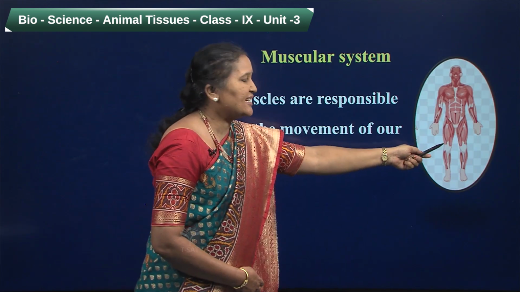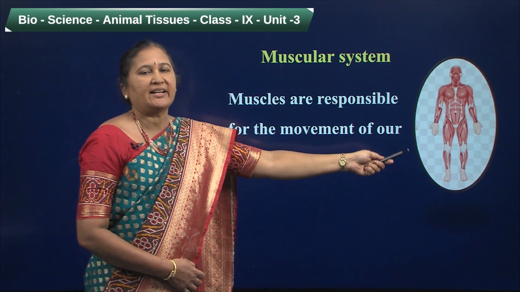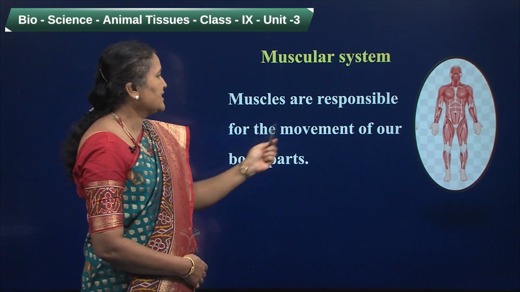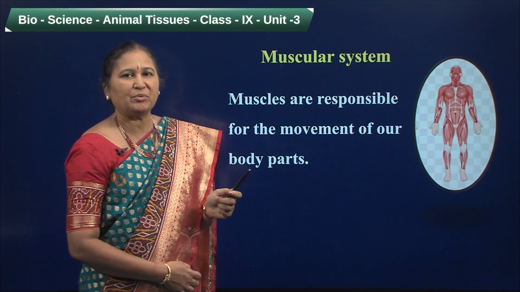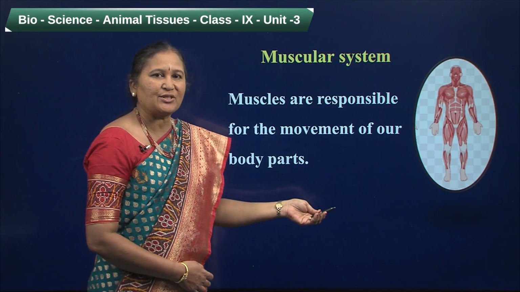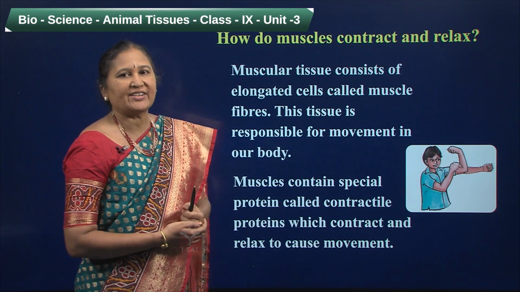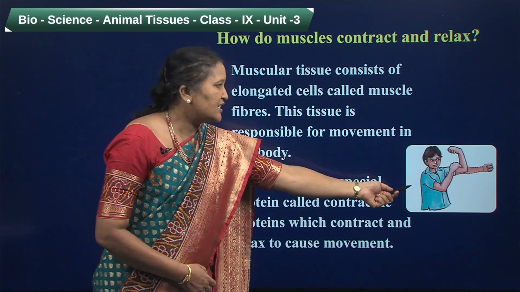This is our muscular system. These muscles are helpful for us to move. So muscles are responsible for the movement of our body parts externally and also internally. How do muscles contract and relax? Here, what is the body doing?